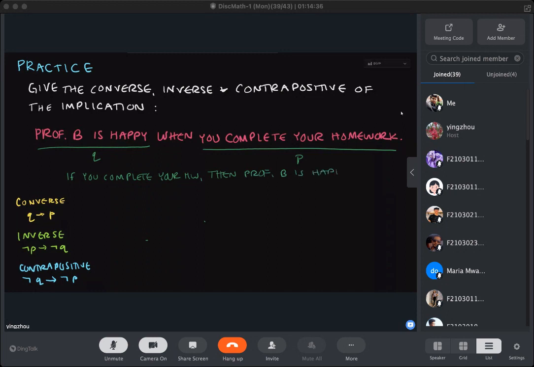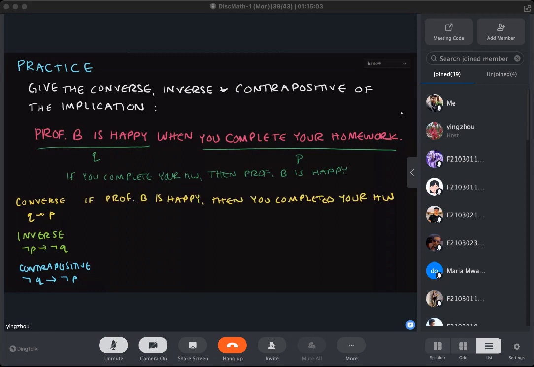So that is my correct implication. If P, then Q. If you complete your homework, then Professor B is happy. Now, once you do that, it makes it pretty easy for us to find the converse, inverse, and contrapositive.